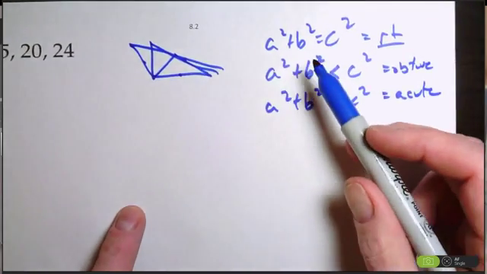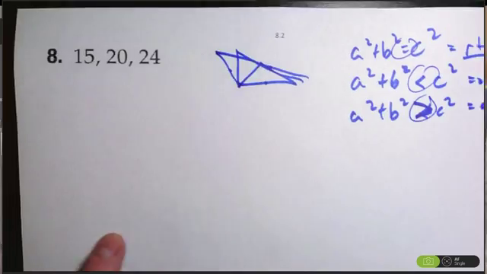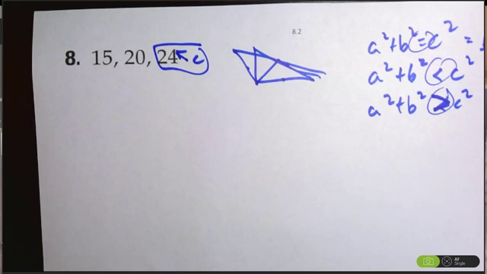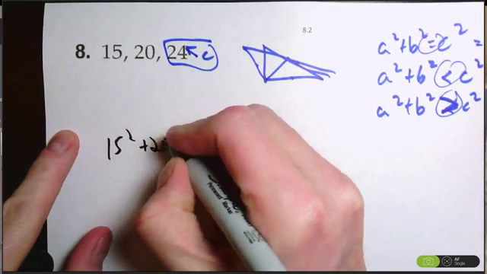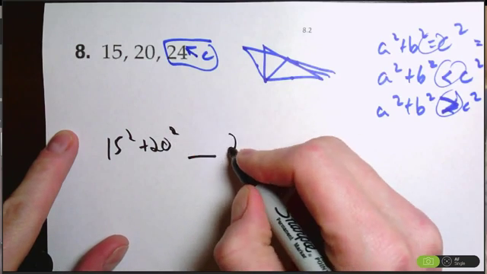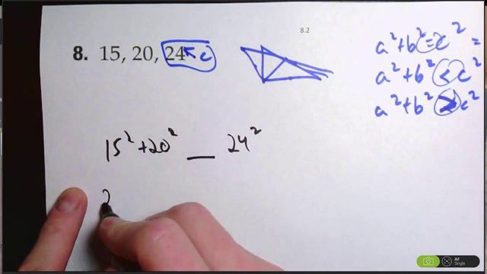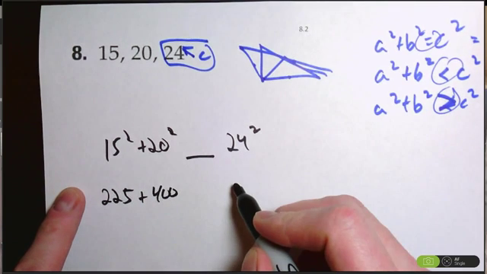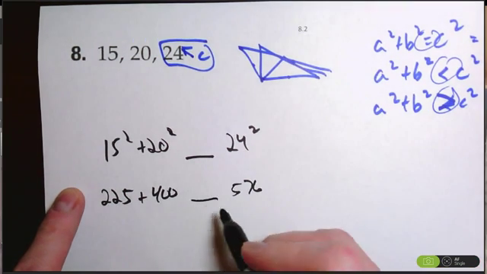I'm going to check a squared plus b squared against c squared and see if I get equal to, less than, or greater than. So I have to, of course, identify that c is the longest side. That's the real trick. And c is the 24 in this case. So now what I'm checking is, how does 15 squared plus 20 squared compare to 24 squared? 15 squared is 225. 20 squared is 400. 24 squared is, I think, 576. Yeah, 576.